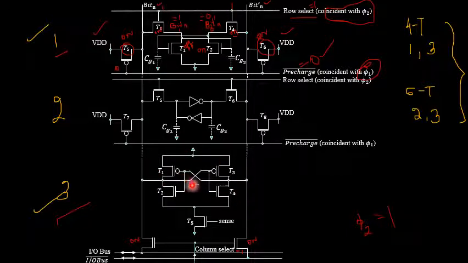Depending upon that, either of the transistors will get turned on. So this is regarding the working operation of 4 transistors. Let me start with the 6 transistor operation.